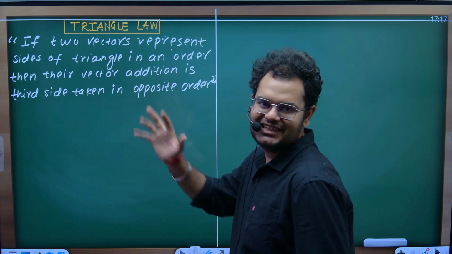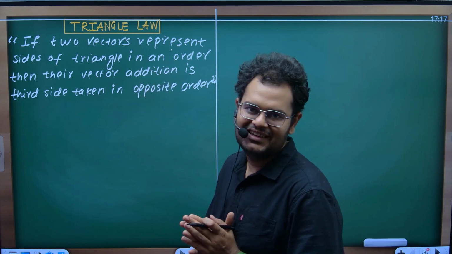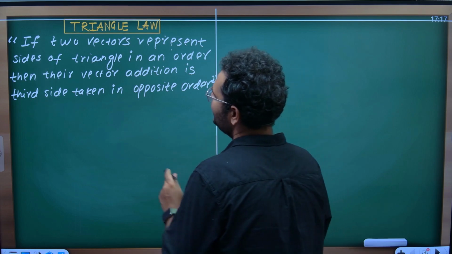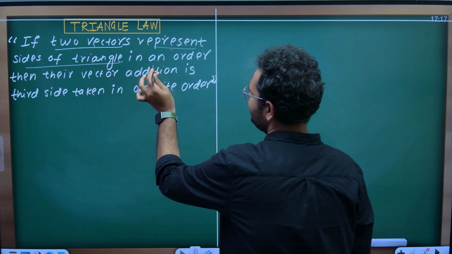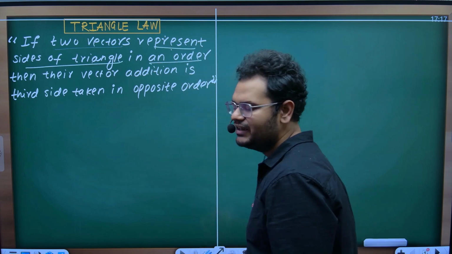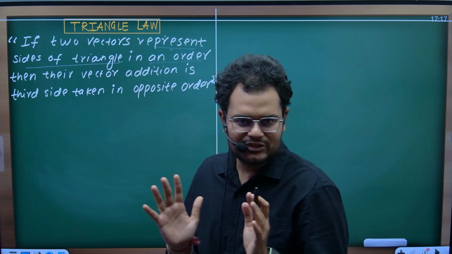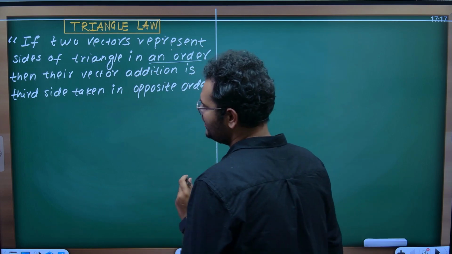Now first, this statement is very horrifying. It is a very big statement, but it is very easy. What it says: if two vectors represent sides of a triangle in an order, that means there must be two vectors which are sides of a triangle in an order.